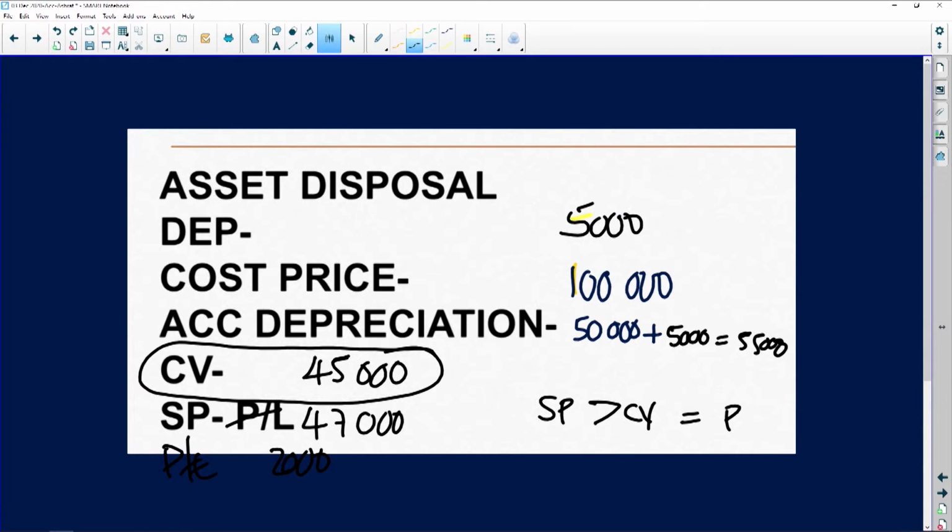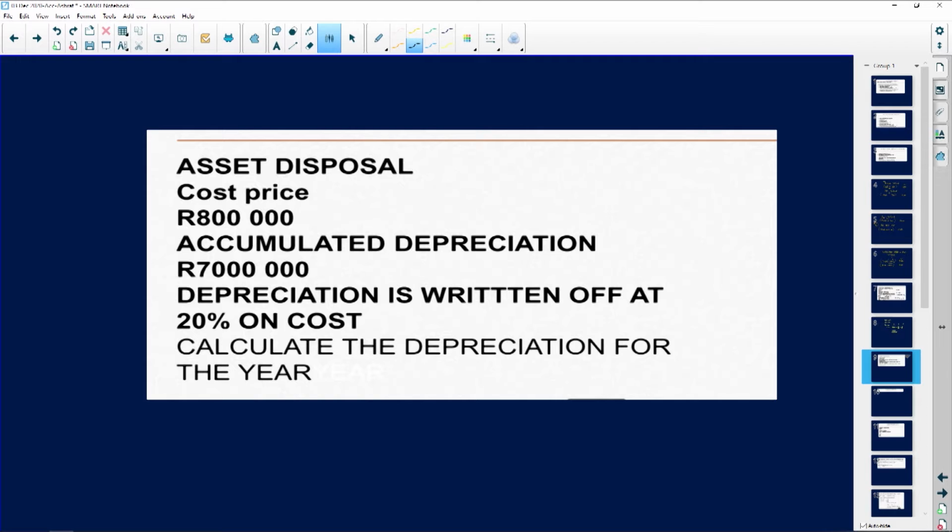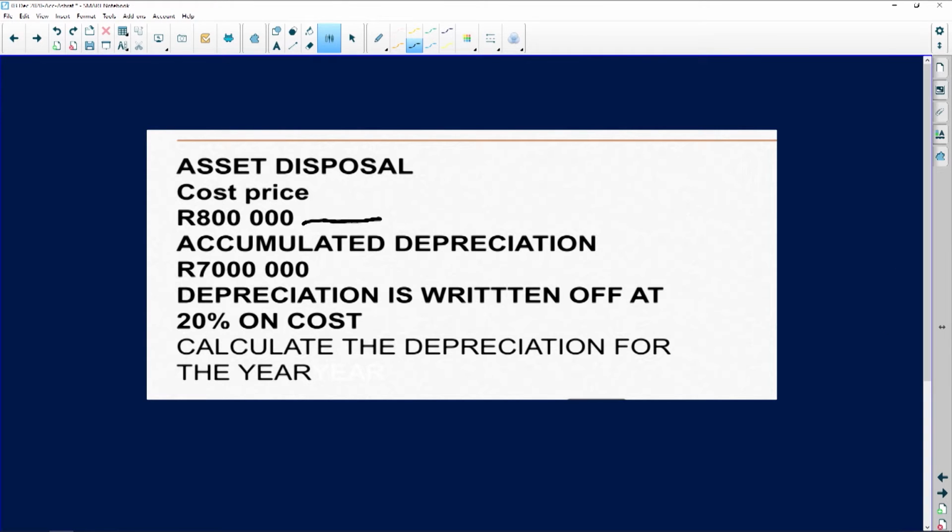Let's go to the next one, an interesting one. This is the information that you have. You are told that you have an asset with a cost price of 800,000 rand, right? It has an accumulated depreciation of, I think we've got an extra zero here. Let me just correct it for you. It has an accumulated depreciation of 700,000 rand. Okay, got it? And you are told that depreciation is written off at 20% on cost, right? Calculate the depreciation for the year.